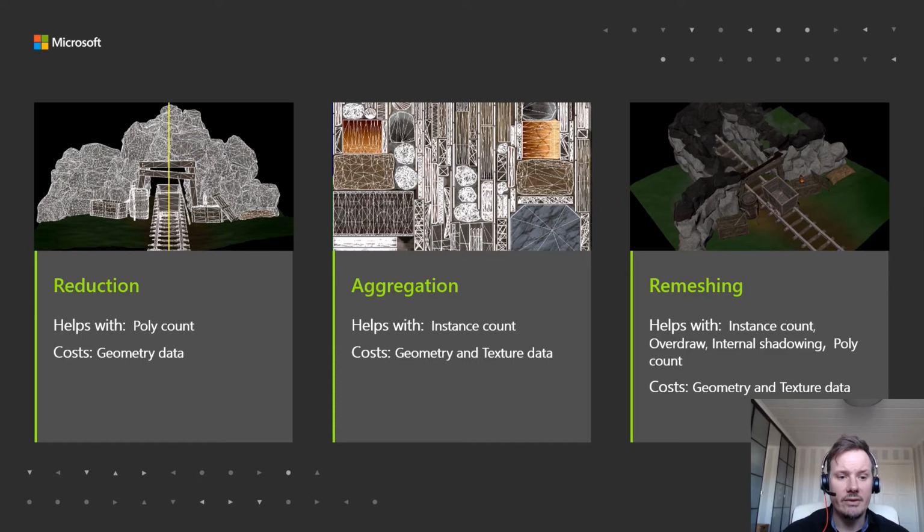So to reiterate, for kit bashed assets, we have reduction, which helps with poly count, but it adds geometry data. Aggregation helps with instance count since it merges everything up. Also, draw calls naturally come as an effect of that, but you have to pay geometry data and texture data. Remeshing helps with a lot of the problems of kit bashed assets, but it's typically not usable really close to the player, and it costs geometry data and texture data.